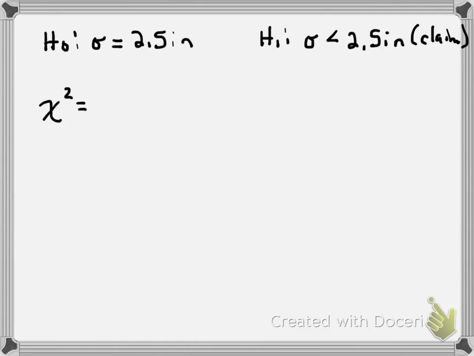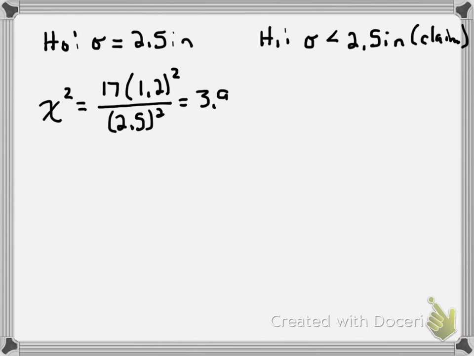Chi-square is equal to, the sample size is 18, so the degrees of freedom would be 17. The sample standard deviation that you found in your calculator should be 1.2, rounding to the same number of decimal places as the population standard deviation. And then divide by the population standard deviation squared. So entering that into your calculator and rounding to 3 decimal places, you should end up with 3.917.